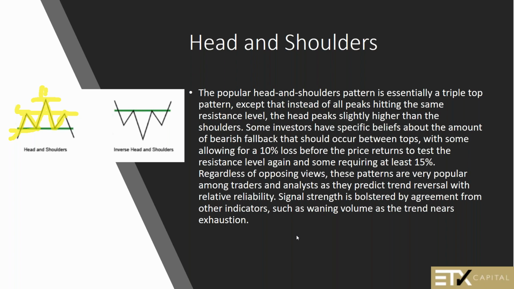So the popular head and shoulders pattern is essentially a triple top pattern, except that instead of all peaks hitting the same resistance level, the head peaks slightly higher than the shoulders. Some investors have specific beliefs about the amount of the bearish fallback that occurs between tops, with some allowing 10% before the price returns to test the resistance level again. Some require at least 15%. Regardless of opposing views, these patterns are very popular among traders and analysts as they predict trend reversals with relative reliability. Signal strength is bolstered by an agreement from other indicators, such as waning volume as the trend nears exhaustion.